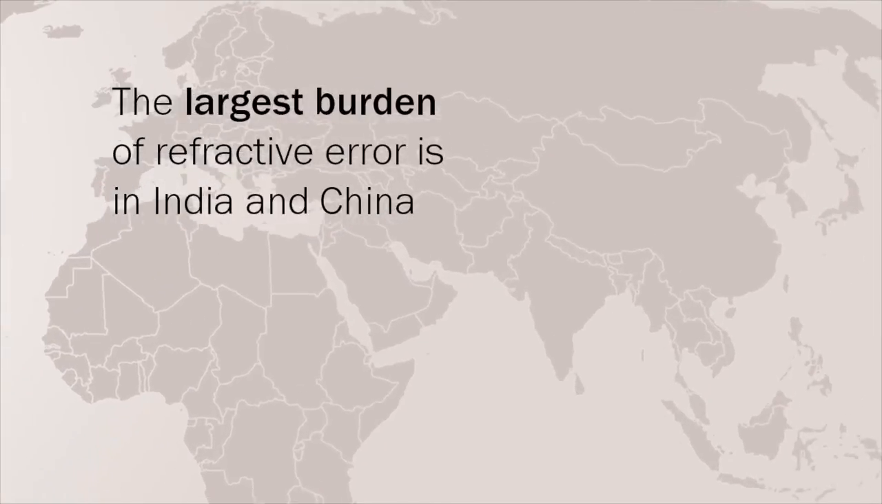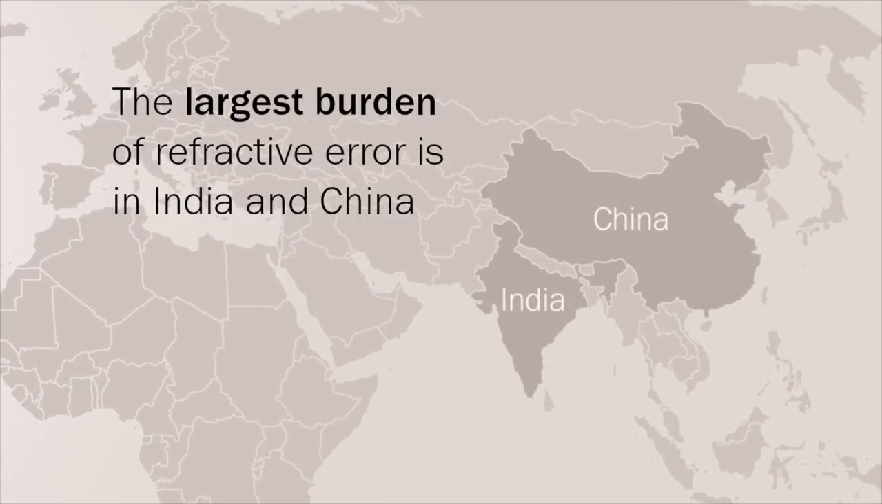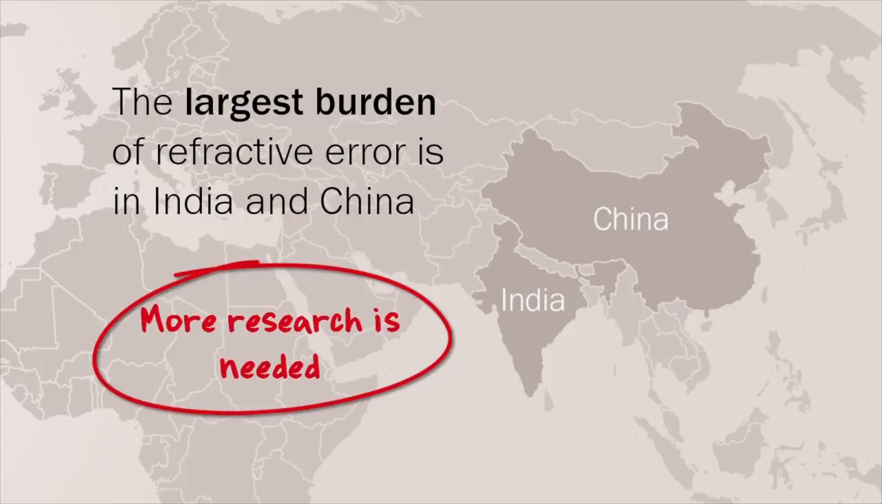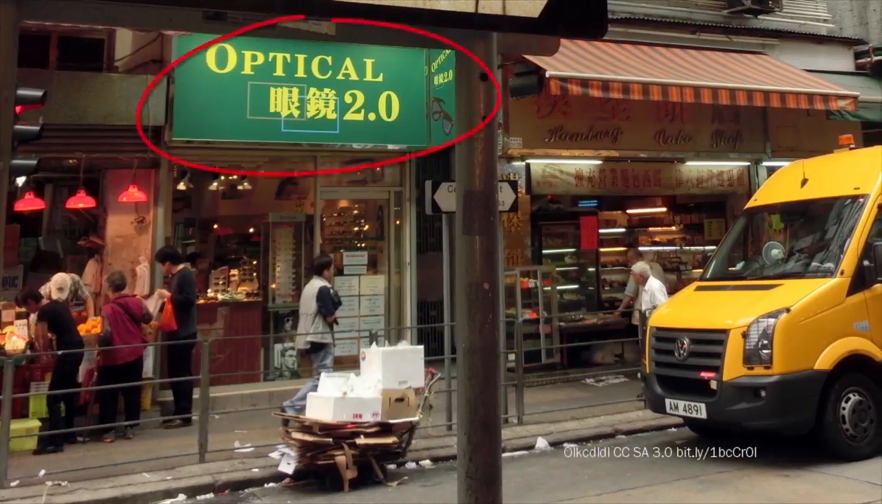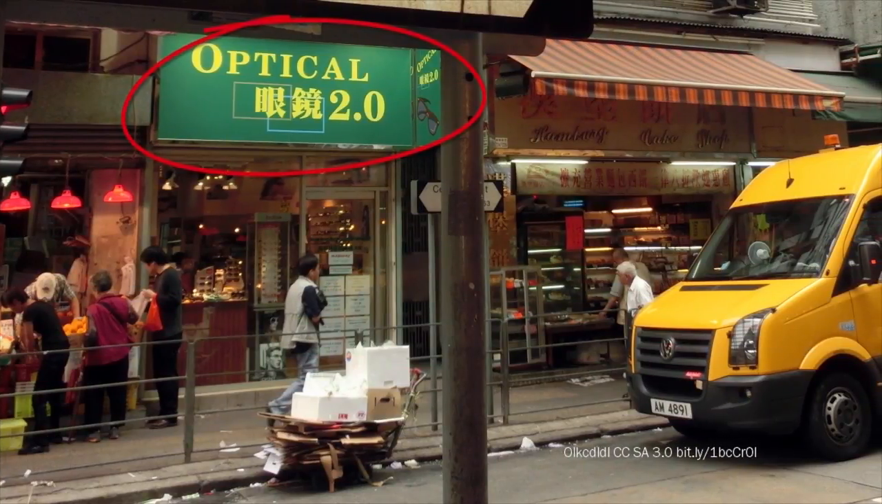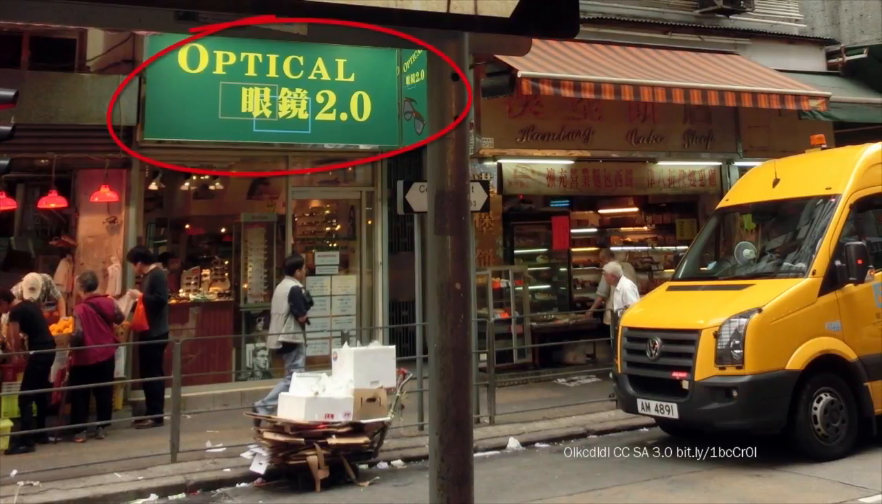The largest burden of refractive error is in India and China, and more research is needed about how and where to identify and treat people with uncorrected refractive error. Some estimates for service coverage show that urban settings have better services, particularly for children.